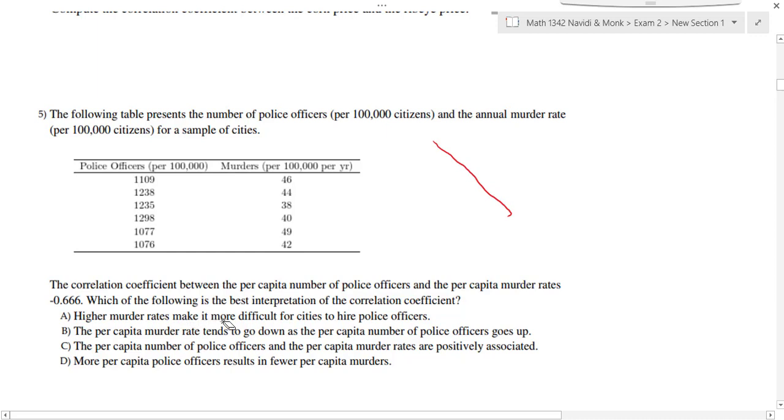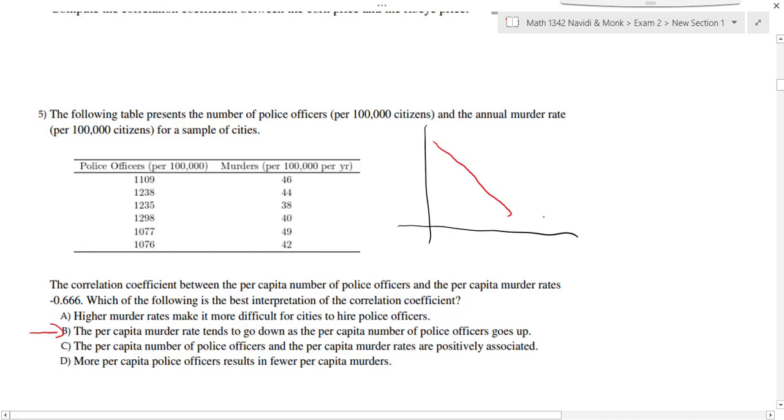Higher murder rates make it more difficult for cities to hire police officers. Does that have anything to do with the correlation coefficient? No. The per capita murder rate tends to go down as the per capita number of police officers goes up. Yeah, that one sounds reasonable. That one's it, actually. Because whenever you're looking at your graph here, let's kind of flesh this in a little.